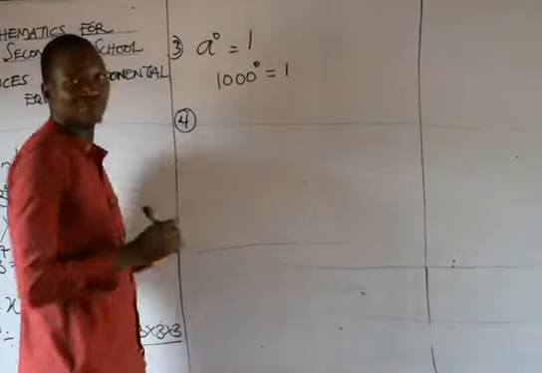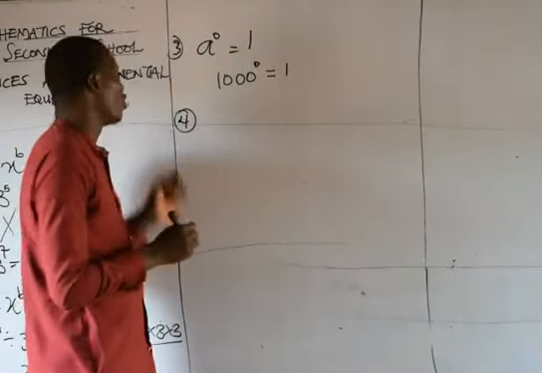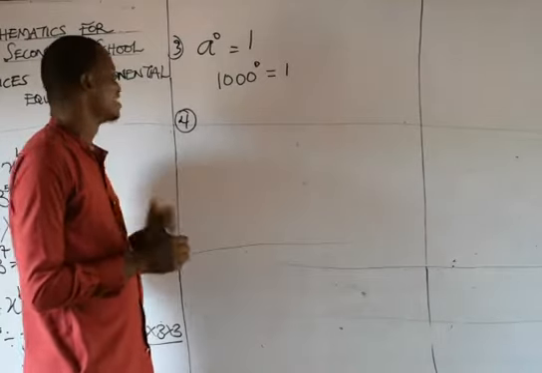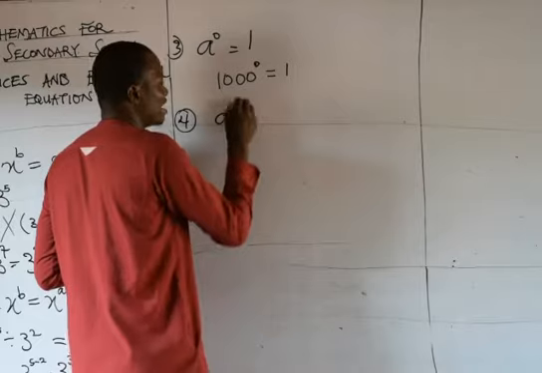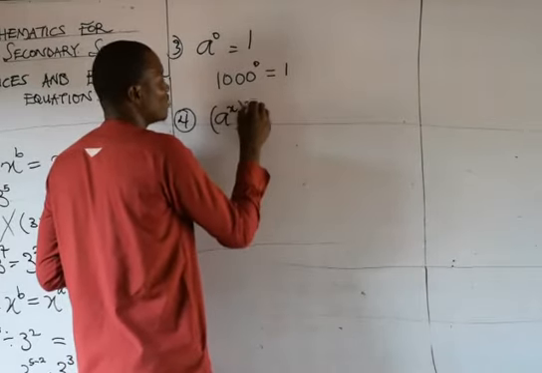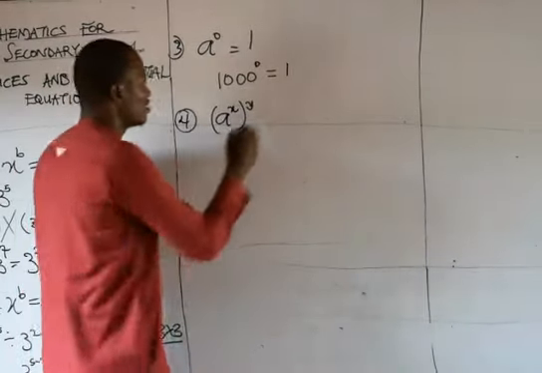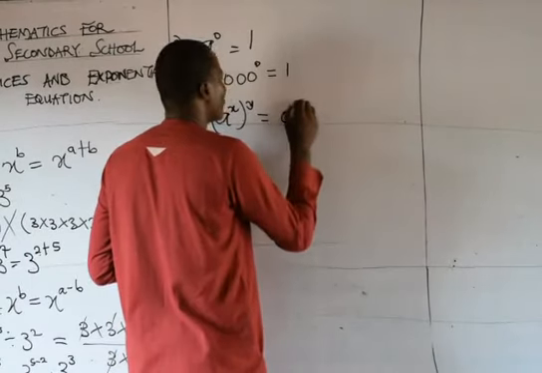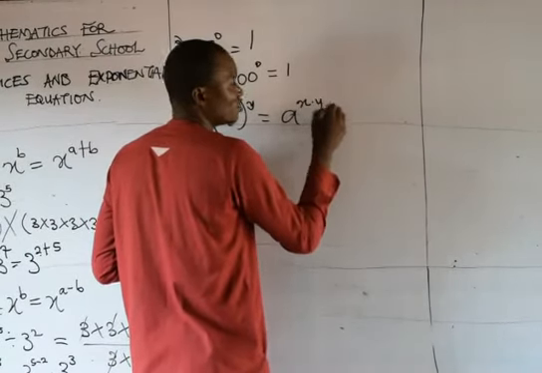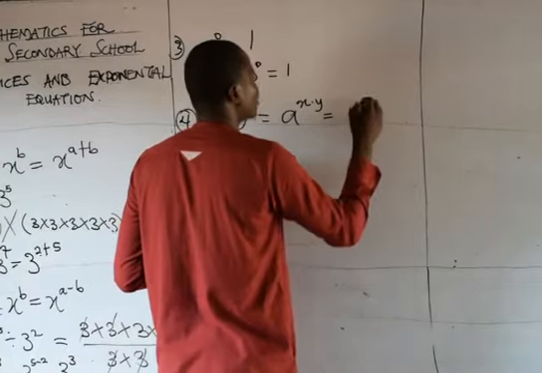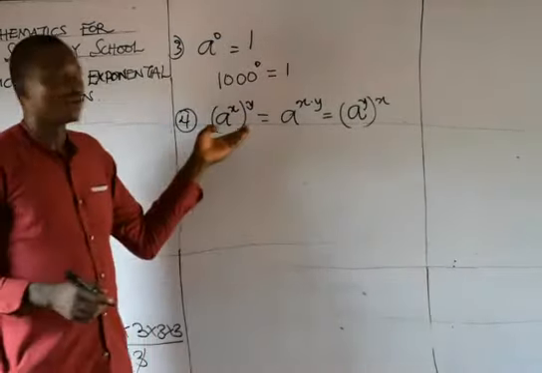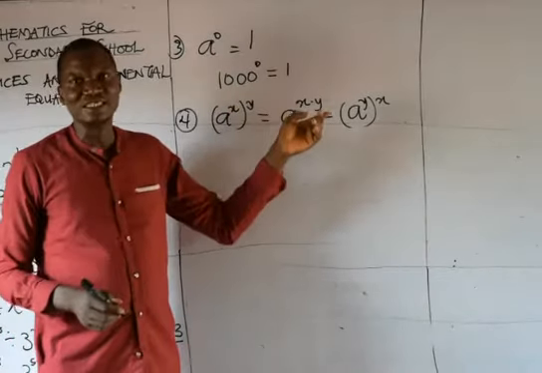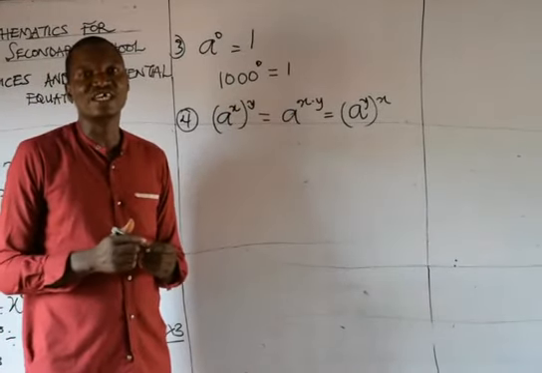Law 4. When we have a raised to the power of x, all raised to the power of y, the answer is equal to a raised to the power of x times y, which equals a raised to the power of y times x. The reason why we can write this is because multiplication is commutative.